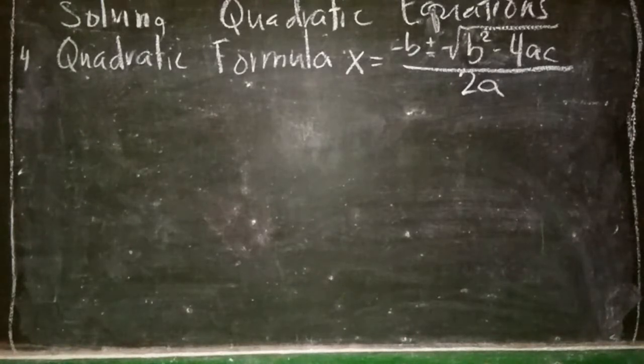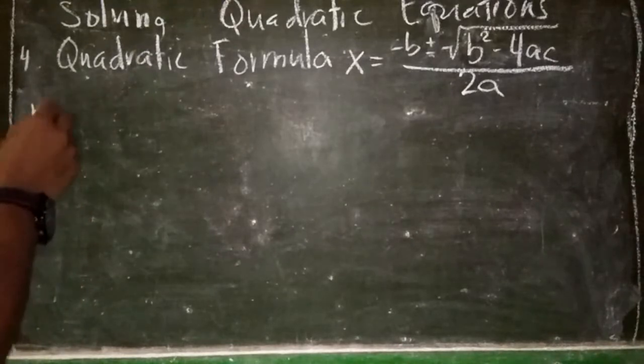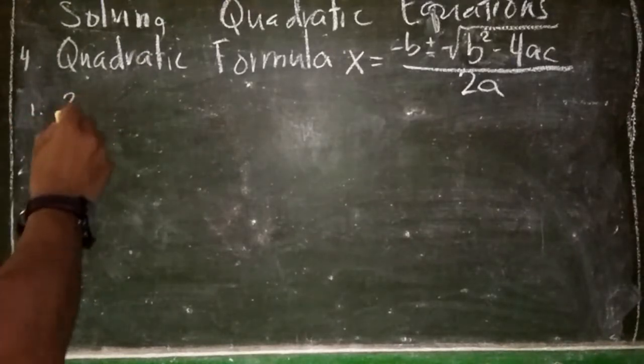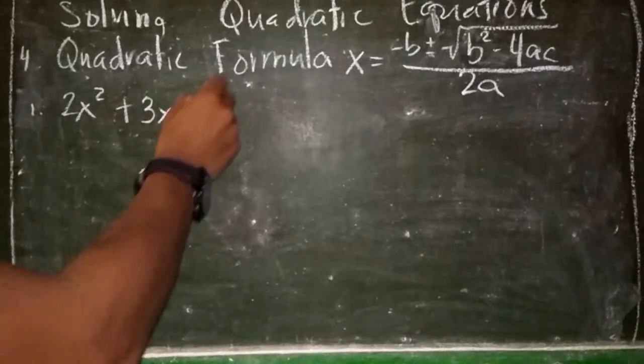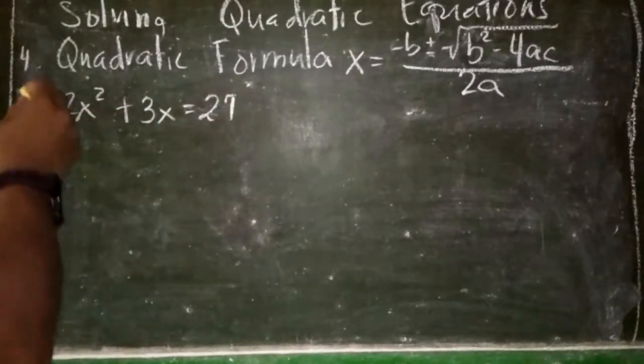So in this case, we'll be having an example para mas madali nating maintindihan yung pagsosolve ng quadratic equation using the quadratic formula. So let's take 2x squared plus 3x equals 27 as first example.